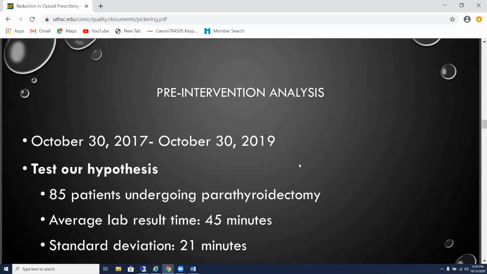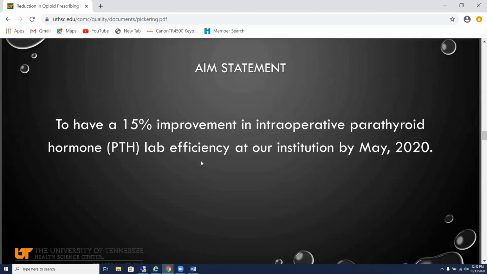So in our prevention analysis, we first tested our hypothesis. We retrospectively looked at 85 patients who underwent parathyroidectomy, and the average lab result came back in 45 minutes. And there was a pretty significant standard deviation and variability of this process of 21 minutes. Next slide. So again, our aim statement was to have a 15% improvement in the efficiency of this lab result. Next slide.